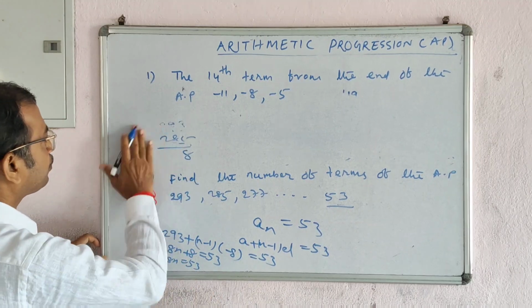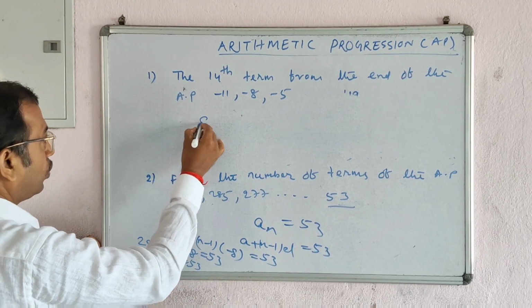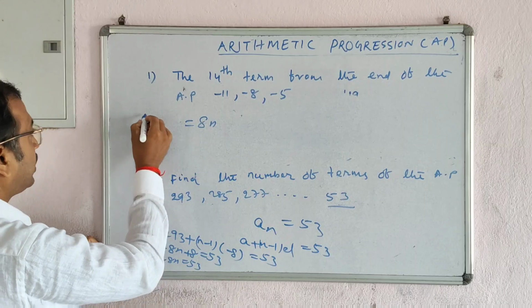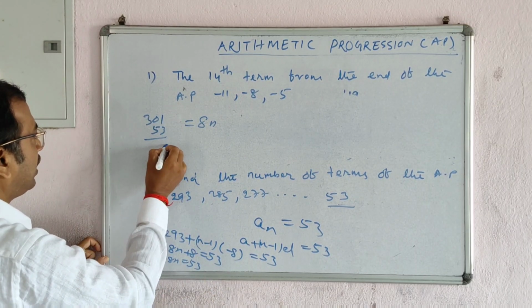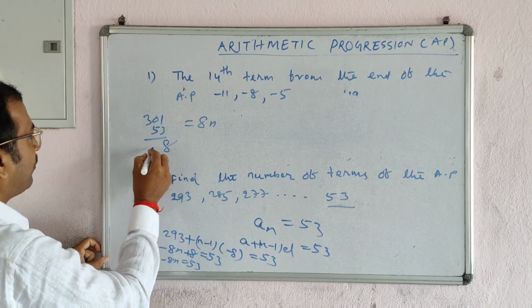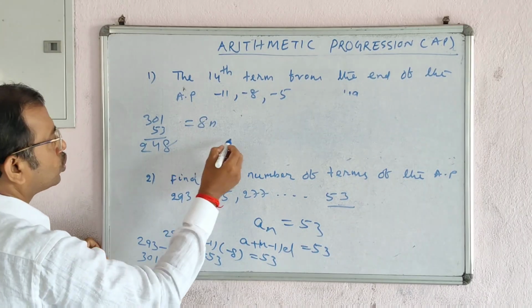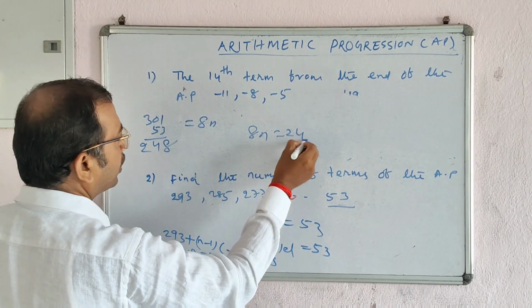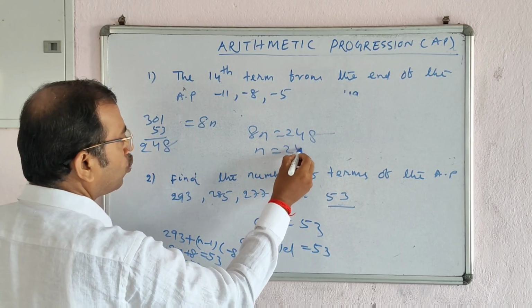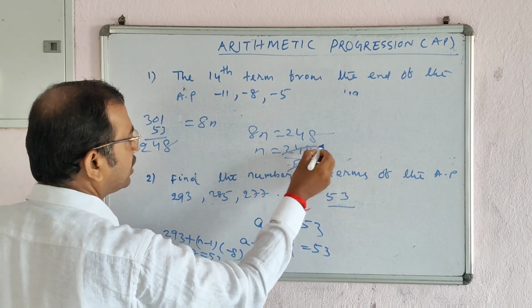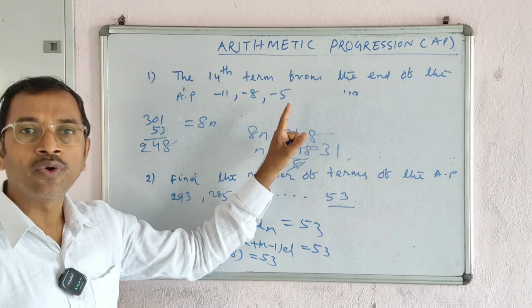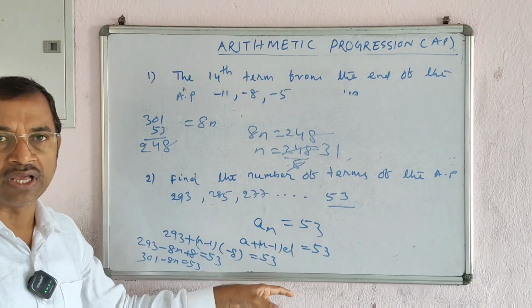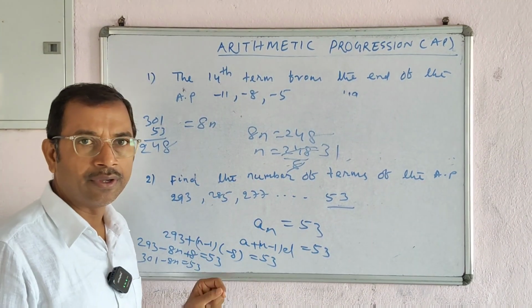8n उधर ले जाओ, तो 8n equal to 301 minus 53, 11 minus 3 is 8, 9 minus 5 is 4, 248. So 8n equal to 248, then n equal to 248 divided by 8. So total number of terms is what? 31. So इसे हम और भी क्वेश्चन करेंगे। देखिए, ये one by one we'll see.